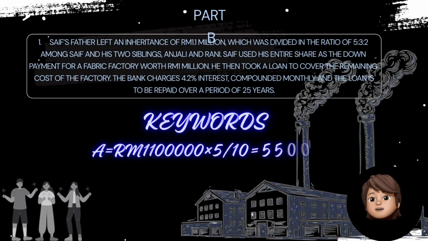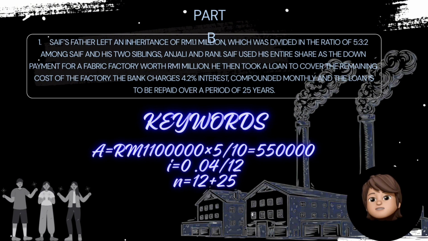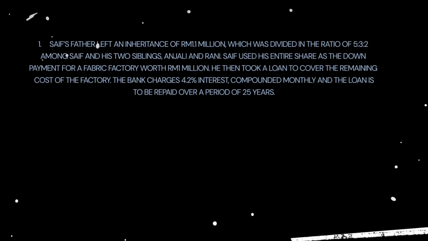Part B, Question 1. Saif's father left an inheritance of 1.1 million ringgit, which was divided in the ratio of 5:3:2 among Saif and his two siblings, Anjali and Rani. Saif used his entire share as the down payment for a fabric factory worth 1 million ringgit. He then took a loan to cover the remaining cost of the factory. The bank charged 4.2% interest compounded monthly, and the loan is to be repaid over a period of 25 years. The keywords, we can find in the sentence.